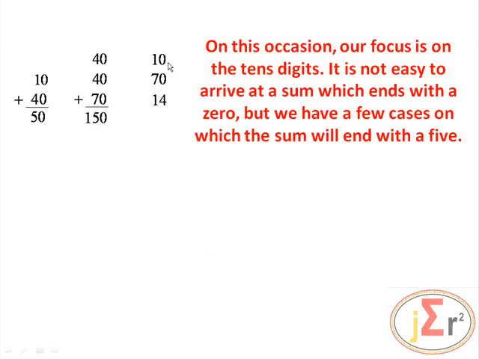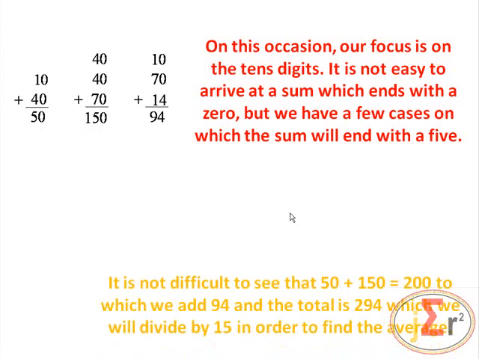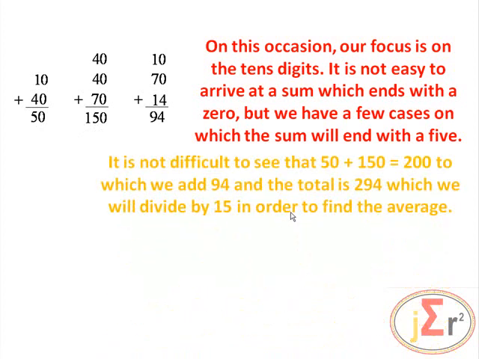And here, nothing special, the 4 will go back, and 1 plus 7 plus 1, that's 9. 94. And we see how very quickly and easily we may add the numbers, because we see that 50 plus 150, that's 200. It is not difficult to see that 50 plus 150 is equal to 200. And to that 200, we will add 94. And the total is 294.